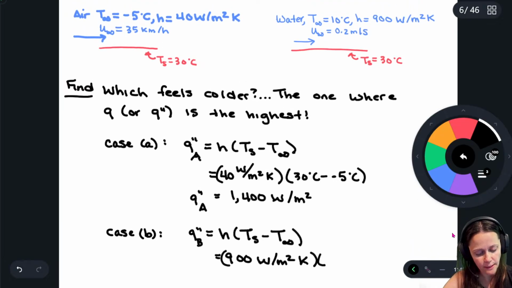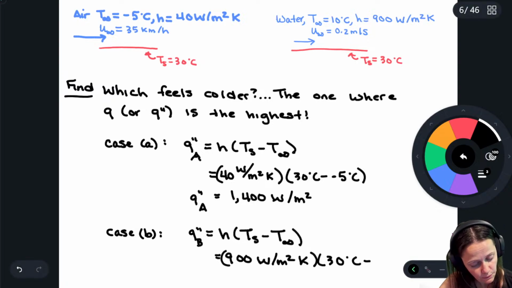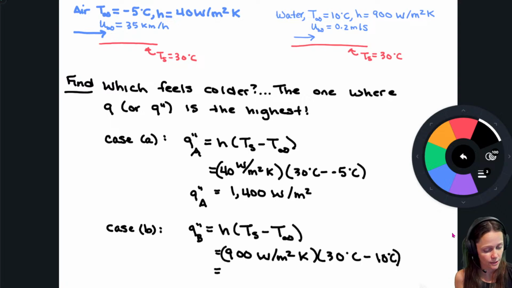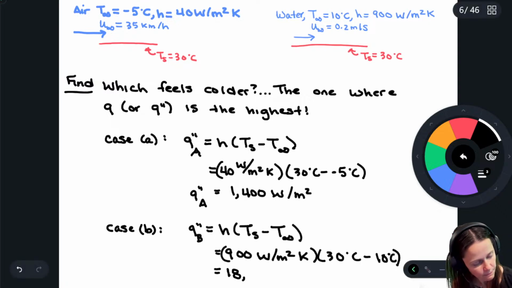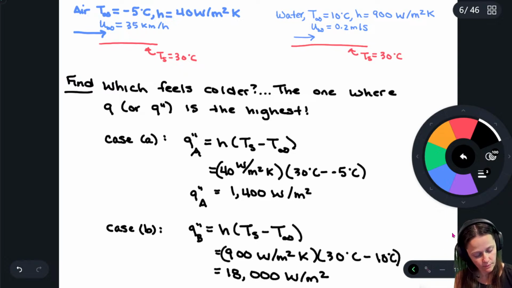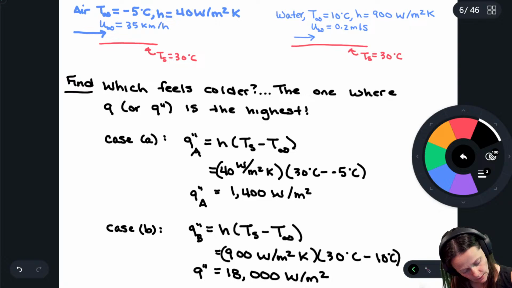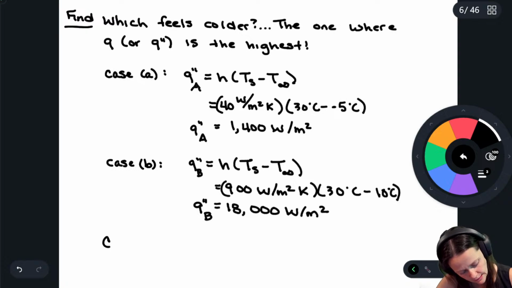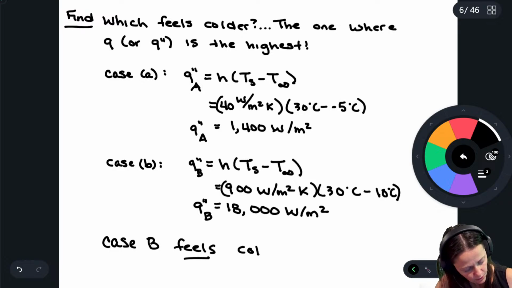And then my delta T, again, it's less: Ts is 30 degrees, T infinity, the free stream temperature, is 10. But even with that, that heat transfer coefficient is much, much higher. So this ends up being 18,000. So which one feels colder is case B. So case B feels colder.